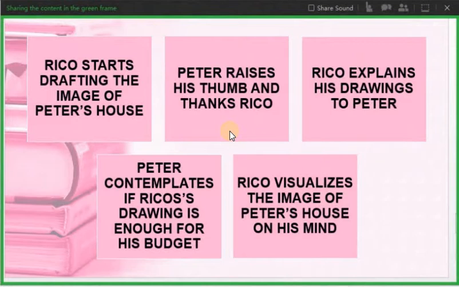The speaker is Rico, and the message is Rico visualized the image of Peter's house in his mind. Encoding: Rico starts drafting the image of Peter's house. Channel: Rico explains his drawing to Peter. Decoding: Peter contemplates if Rico's drawing is enough for the budget. Lastly, Peter raises his thumb and thanks Rico, for the feedback.